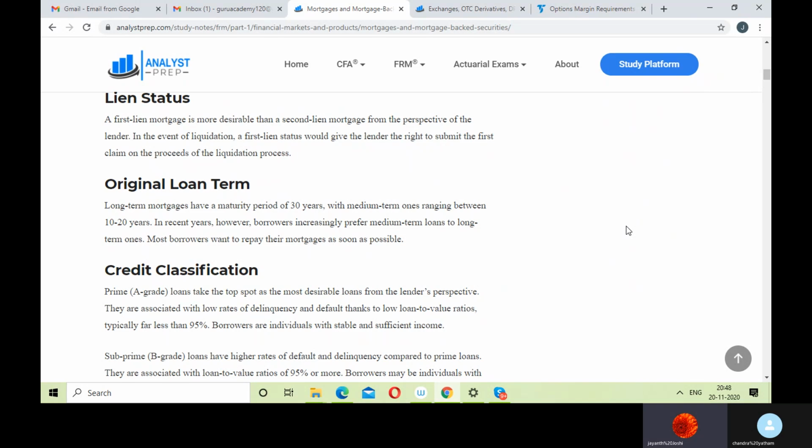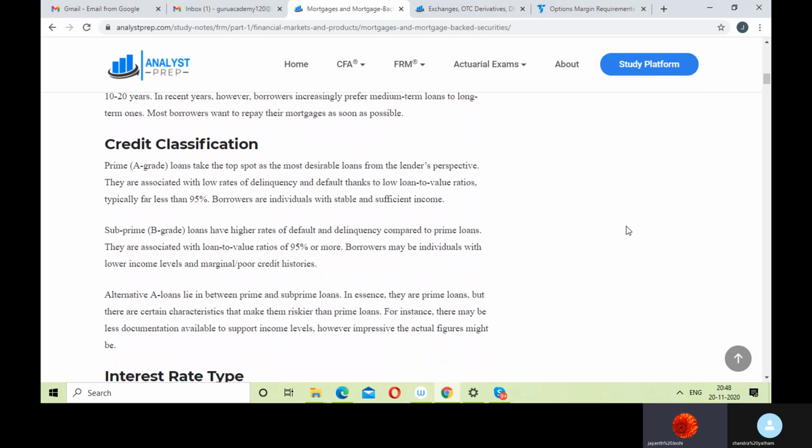Now, original loan term. Long-term mortgages have a maturity period of 30 years. That's the maximum. Housing loans in India also have a maximum period of 30 years, but some people take loans for 10 or 20 years also. Credit classification. The tranches we have discussed in the past very clearly. All these chapters again and again are repetitive in nature, and with this you are developing your conceptual knowledge of the banking sector. Prime A grade loans take the top spot as the most desirable loans. That means A grade is the best one, whereby the risk is less to the bank.